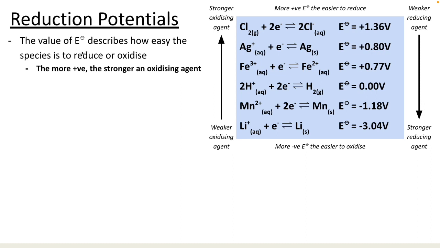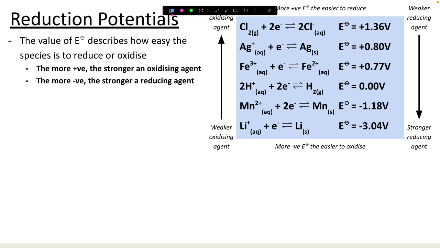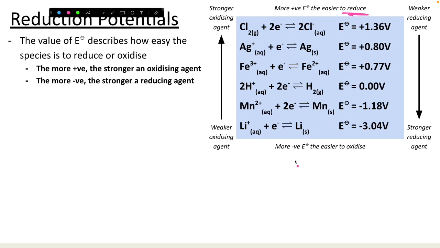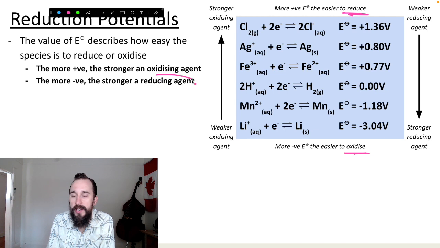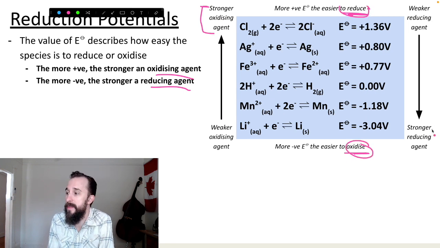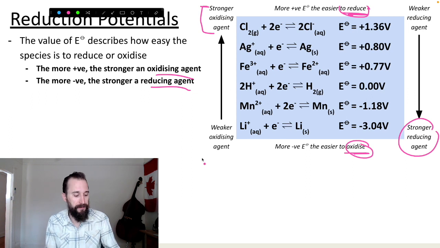So we're saying that the value of the reduction potential describes how easy the species is to reduce or oxidize. More positive values are easier to reduce, like these ones at the top. They are very good at gaining electrons. And the more negative, the easier to oxidize, where we could also make inferences about their ability as oxidizing agents and reducing agents. Something that's easy to reduce is going to be a stronger oxidizing agent. Something that is easier to oxidize is going to be a stronger reducing agent.